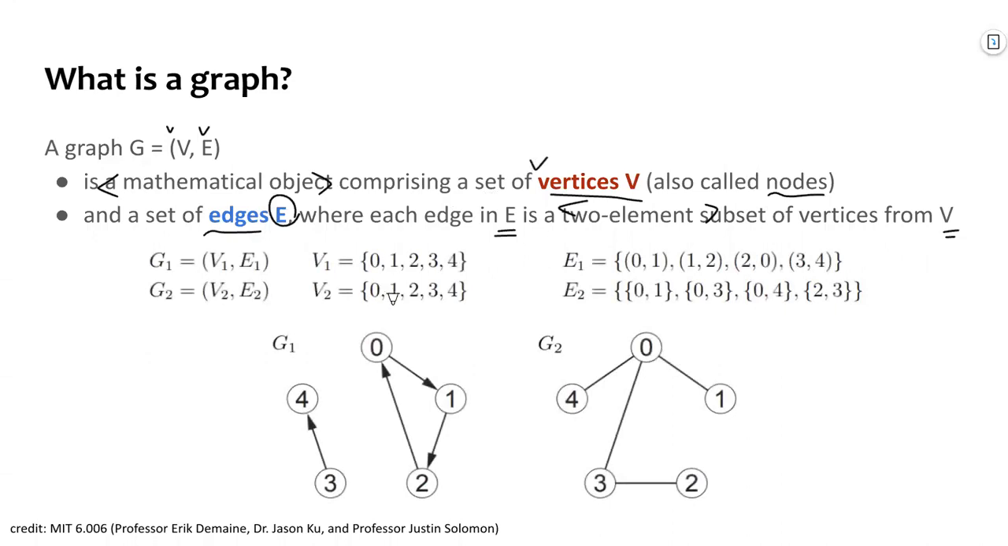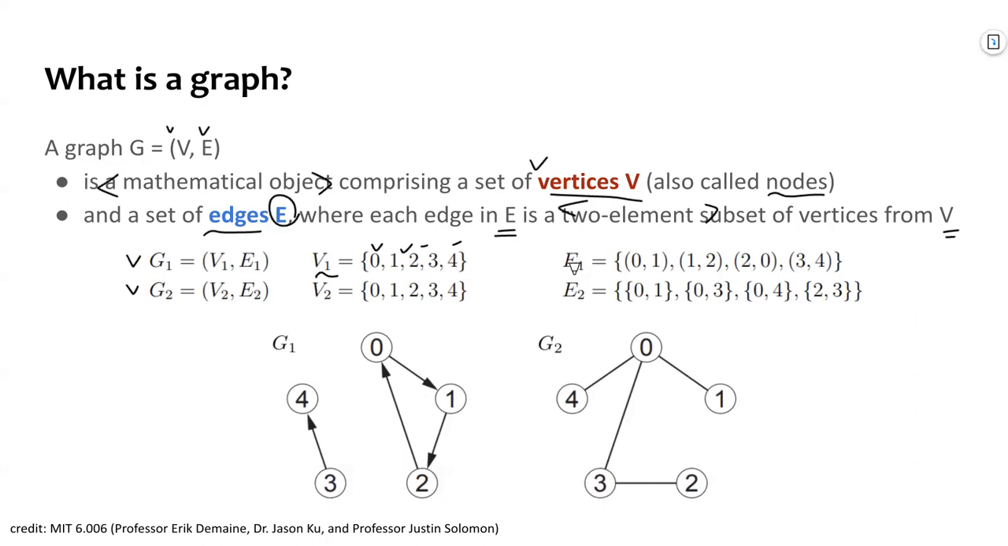So here are some examples. Let's have a look at the first example, G1, graph 1. Graph 1 consists of V1, and this one has 5 nodes or 5 vertices: 0, 1, 2, 3, 4. And there are edges. Actually, it has 4 edges. So as you can see here, the difference between G1 and G2 is how we represent the edges.